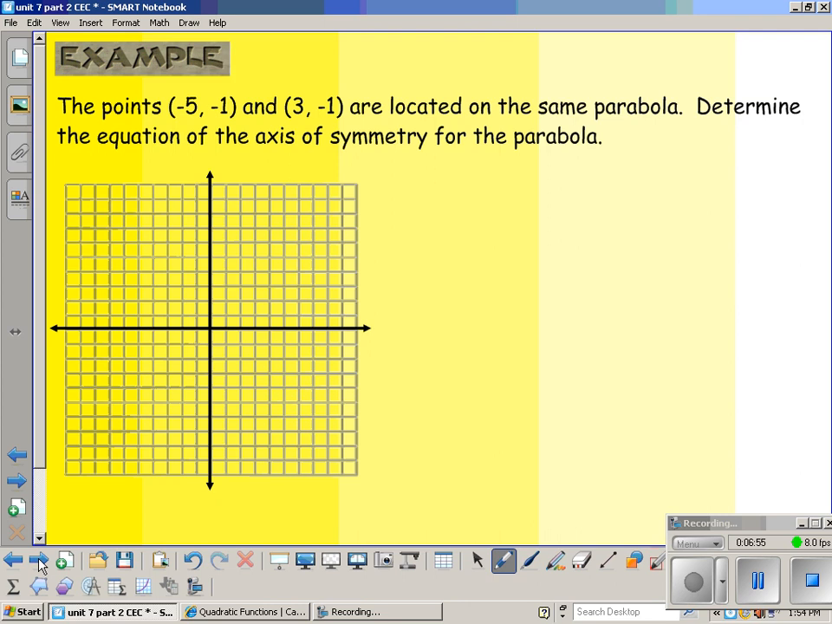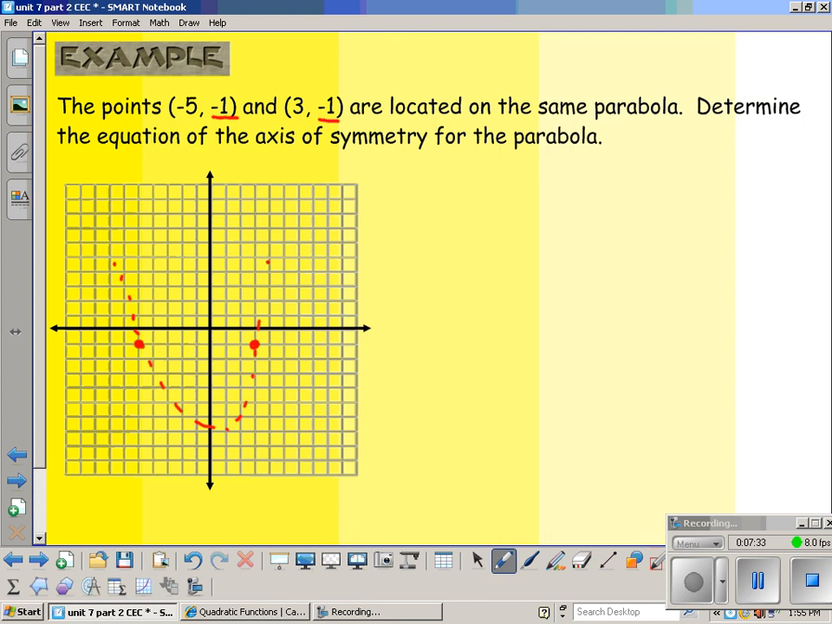In this example, they give us 2 points that are located on the same parabola. We want to determine the axis of symmetry for this parabola. Now, if you notice, these are 2 points that have the same y coordinates. So if we were to visualize what this is saying, at -5 and -1 there will be a point, and at 3 and -1 there will be another point. Now we do not know whether this parabola opens up or down, and it really doesn't matter. We don't know how high or how low it goes.